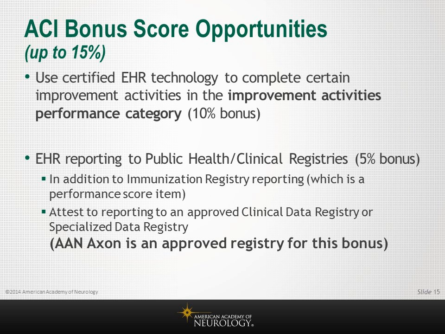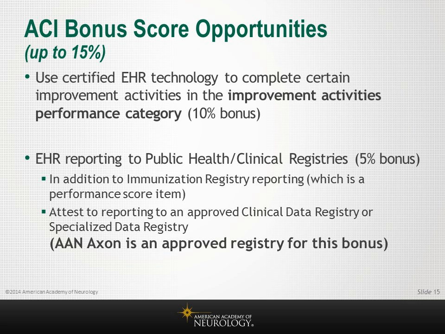The third component of the ACI score is the bonus score, which can provide up to 15% or 15 ACI points. If you have already achieved 100 ACI points from your base and performance scores, bonus ACI points do not add further to that. On the other hand, if you qualify for any of these bonus score opportunities, that might reduce your dependence on some of the performance activities.